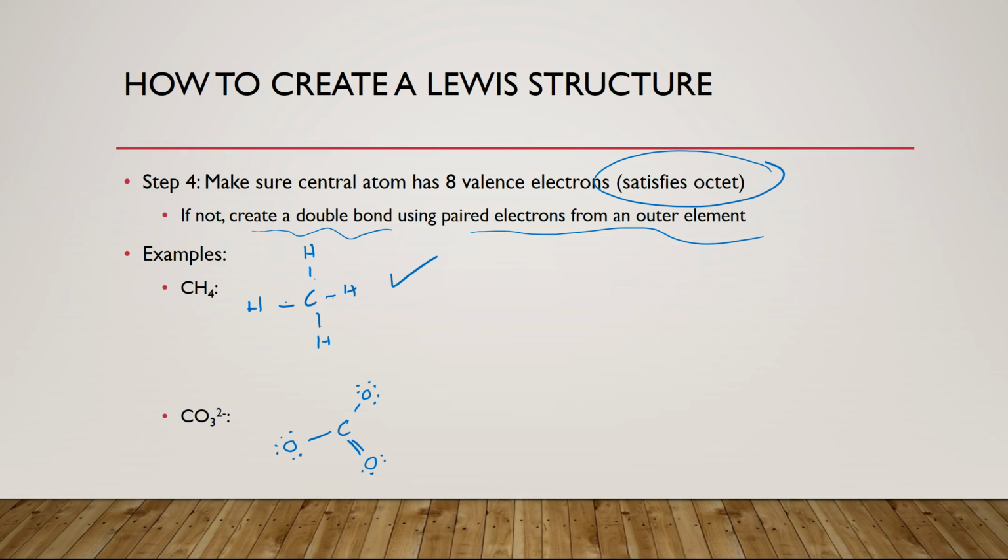Right? If I don't have an octet around my central atom, I need to correct that by creating a double bond. Now, I cannot create a double bond with hydrogen. That's not going to work. But any other surrounding element I can. Alright? Now, this oxygen has 8. This oxygen has 8. This oxygen has 8. And the carbon has 1, 2, 3, 4 lines around it now. Satisfied its octet. And check.